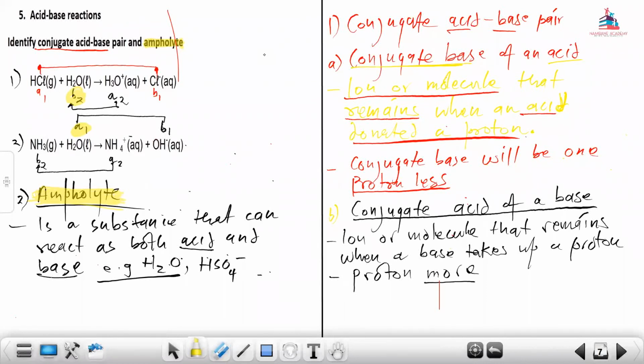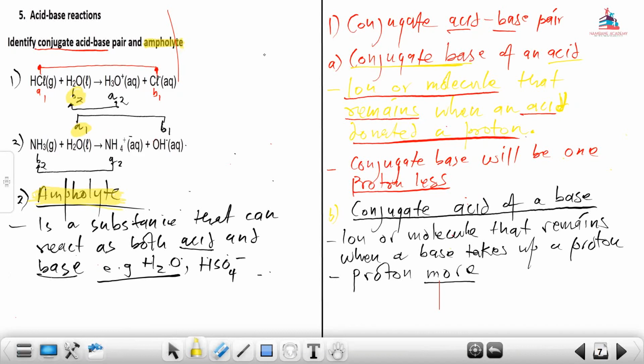Sir, I don't understand how to distinguish between the conjugate base of an acid and the conjugate acid of a base. Okay, my brother. Yeah, it's confusing. Yeah, no, it is.